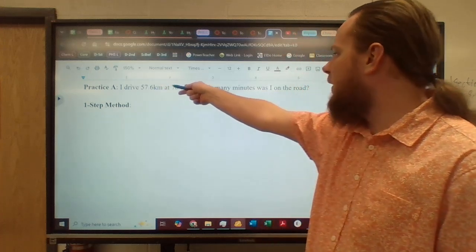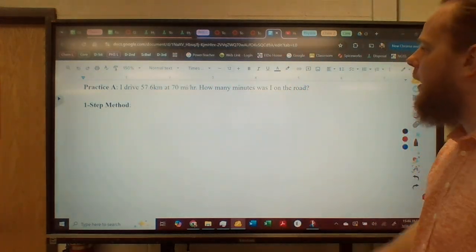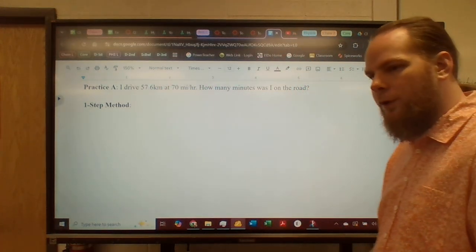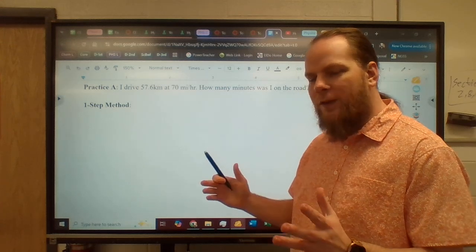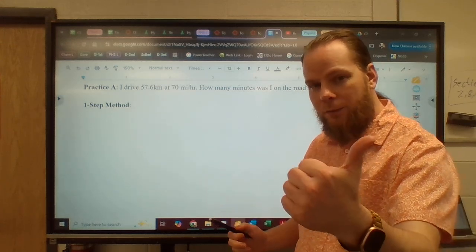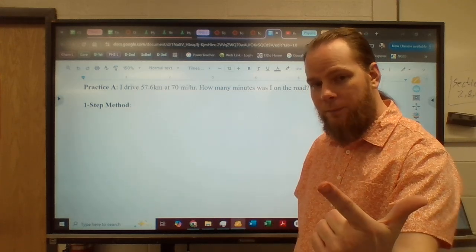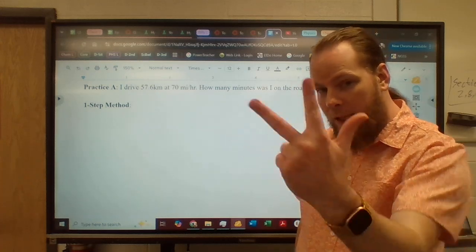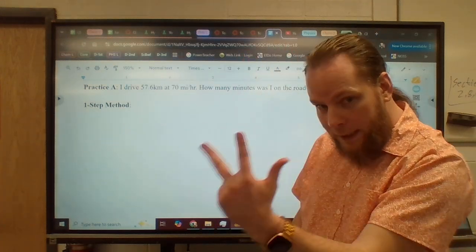Okay, so practice. I drive 57.6 kilometers at 70 miles per hour. How many minutes was I on the road? So we have three things to find: speed, time, and distance. And we're going to label those with the appropriate letter.